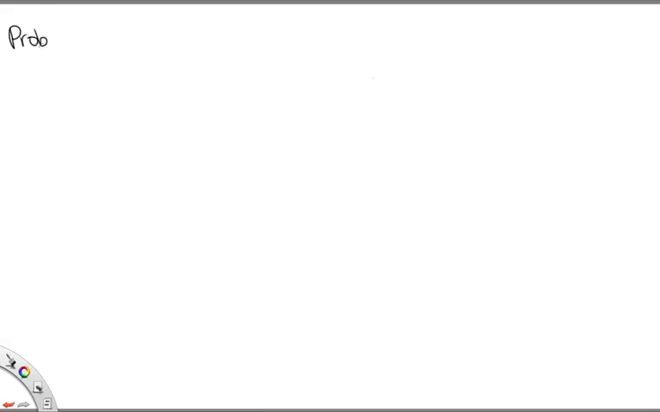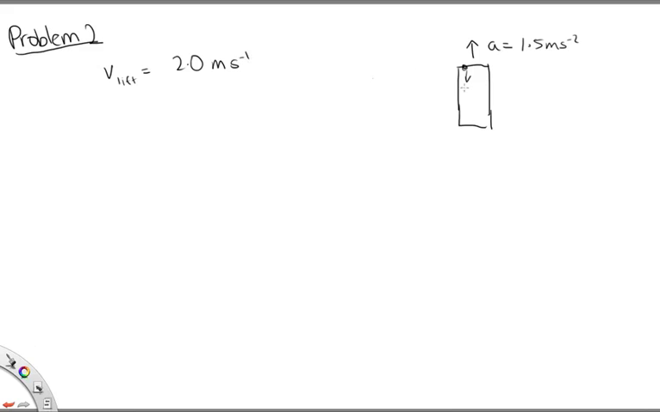Problem 2. In this problem, we have a lift which is ascending with an acceleration of 1.5 meters per second squared. There's a bolt in the ceiling that drops, and it starts to drop when the velocity of the lift is equal to 2.0 meters per second.